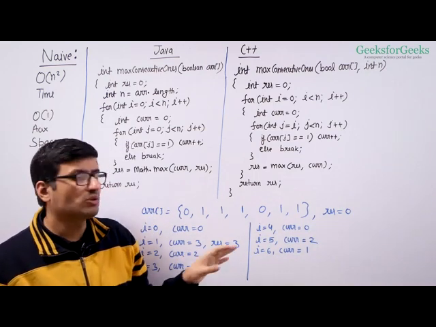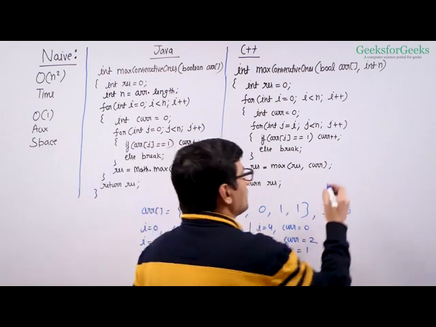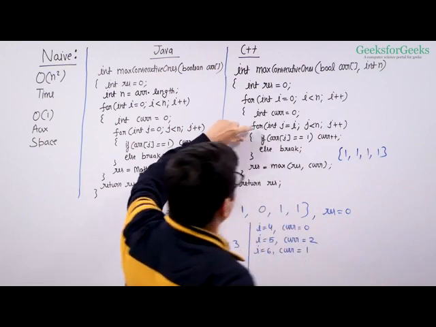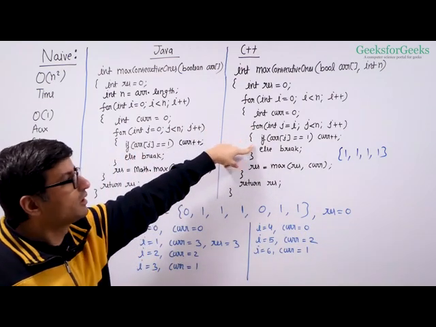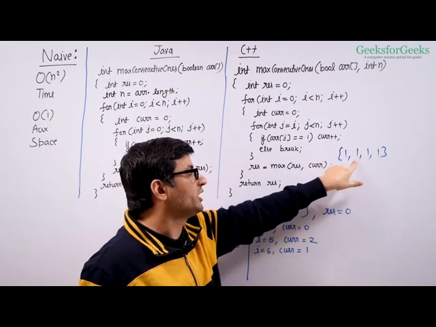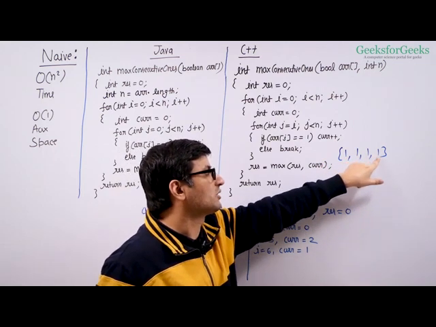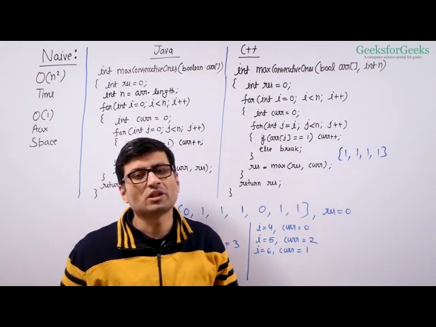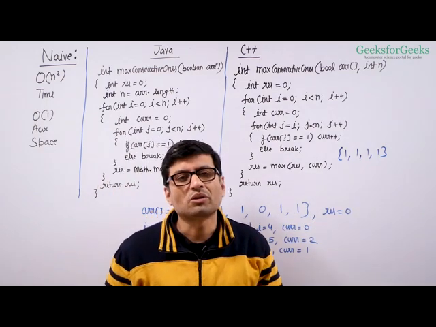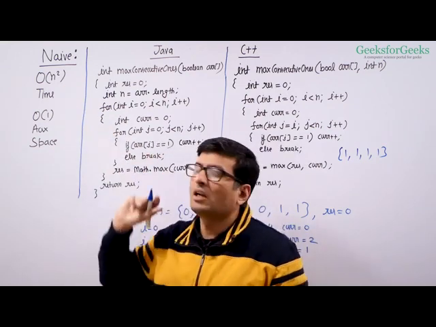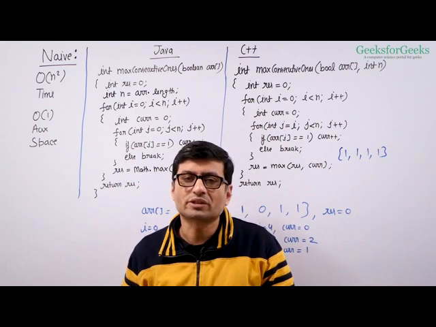Now what is the worst case time complexity of the solution? The worst case happens when you have all ones. When your input array contains all ones, then your inner loop will run maximum number of times. For this, it will run 4 times. For this, it will run 3 times. For this, it will run 2 times. And for this, it will run 1 time. So we are going to do theta n square work in the worst case. So an upper bound on the time complexity of the solution is big O of n square. And it requires big O of 1 auxiliary space.